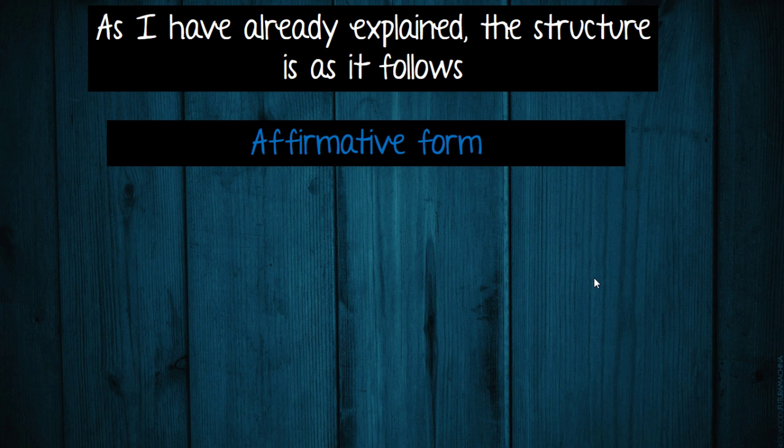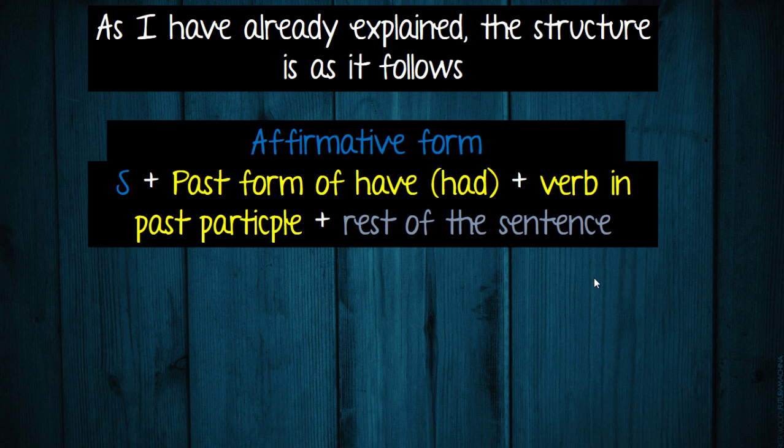The affirmative form. Subject plus past form of have plus verb in past participle plus the rest of the sentence. Sujeto. La forma pasado de have, que es had. El verbo en pasado participio, que está en esa lista de irregular verbs en el caso de los verbos irregulares, tercera columna. En el caso de los verbos regulares simplemente termina en ed el verbo. Y el resto de la oración.